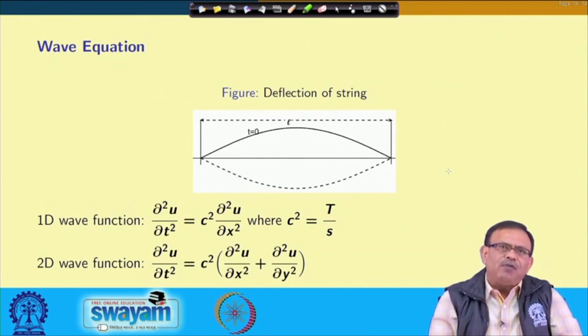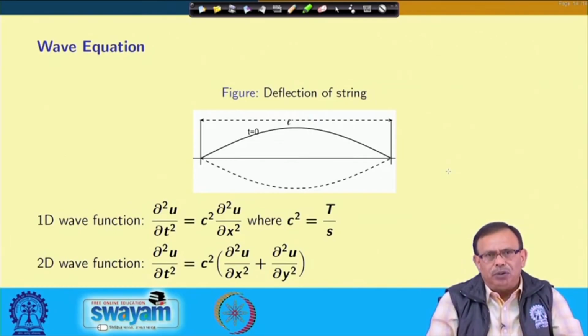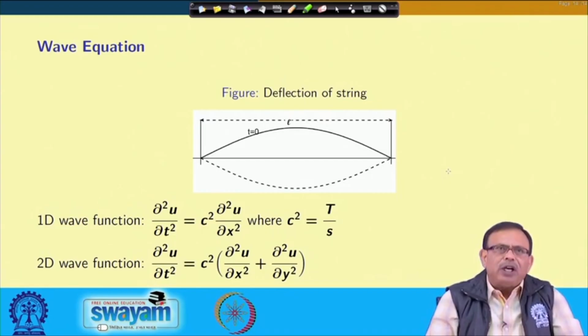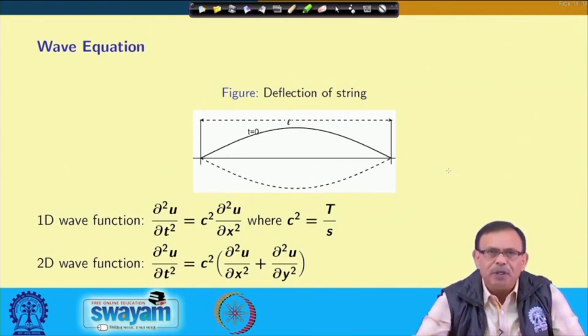So, the equation of the form ∂²u/∂t² = c² ∂²u/∂x² is the one dimensional wave equation, and ∂²u/∂t² = c²(∂²u/∂x² + ∂²u/∂y²) we call the two dimensional wave equation. As I told you, mainly we work with three types of equations: parabolic, hyperbolic and elliptic. So, one is the wave equation.